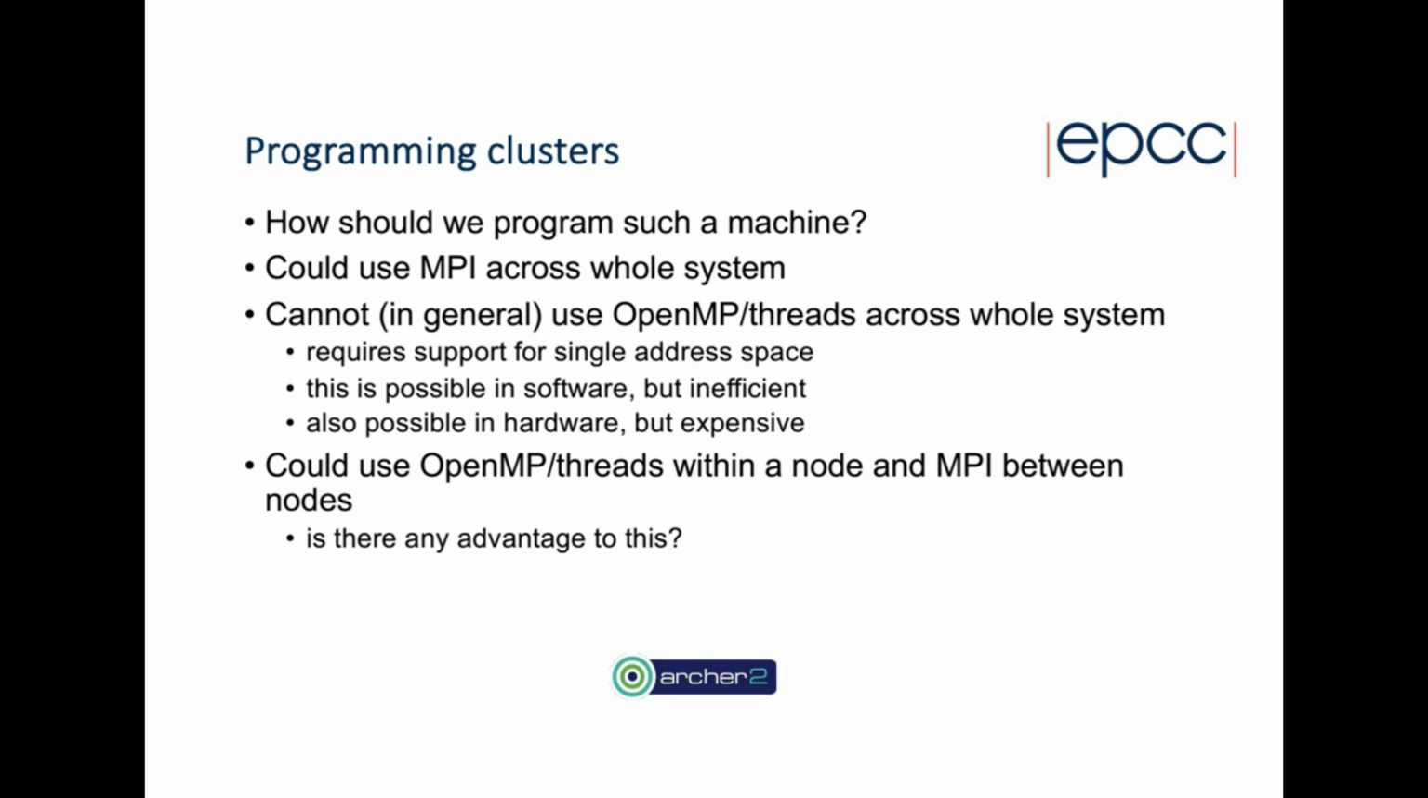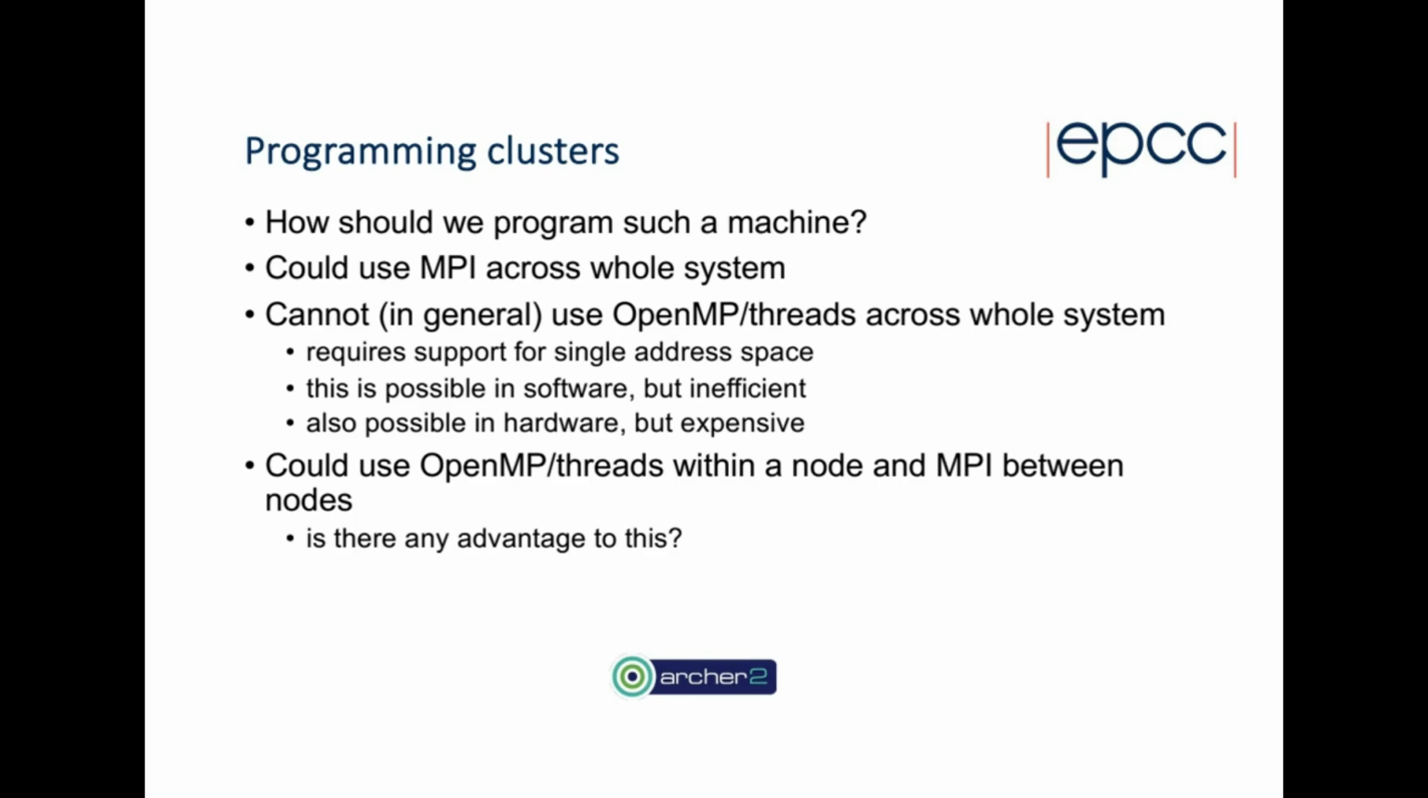So unfortunately, at least in general, we can't use a model like OpenMP or another threading model across the whole system, across more than 1 node, because that requires support for a single address space. It's not impossible. In the past, people have experimented with systems that do this kind of thing. You can do it in software. You can create a single address space across multiple nodes, and you essentially manage everything by moving operating system pages around. It's doable, but it's pretty inefficient.